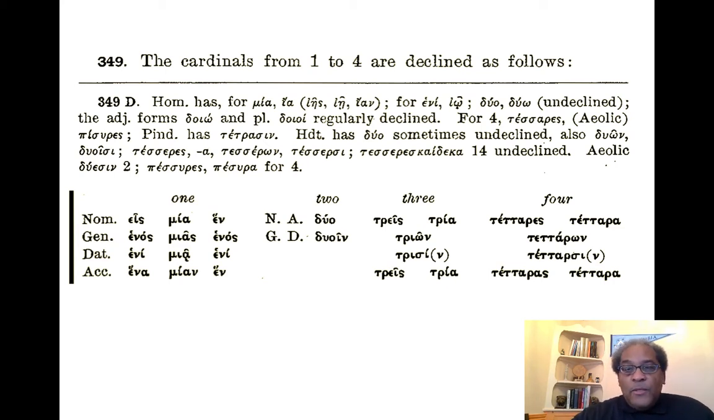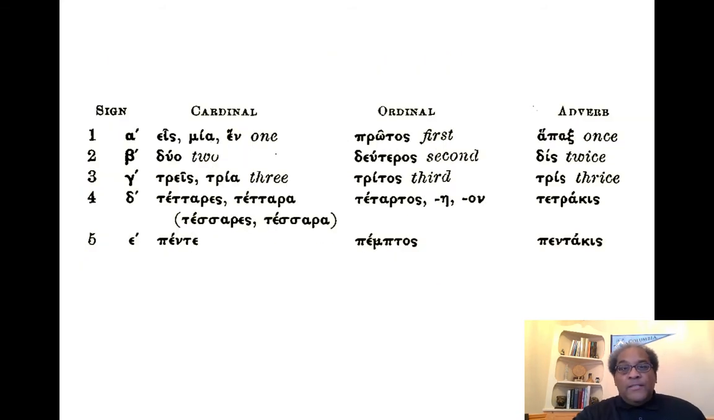So these are the ones that are a little strange in that they do decline, whereas the rest are more straightforward. As is always the case, you're going to have your cardinal, your ordinal, and your adverb. Your cardinal is just your number, 1, 2, 3, 4. Your ordinals are first, second, third, fourth. And your adverbs are once, twice, thrice, 4 times, 5 times. Okay? So again, 1, 2, 3, 4, 5 is heis, mia, hen, duo, treis, tria, tettares, tettara, and pente.